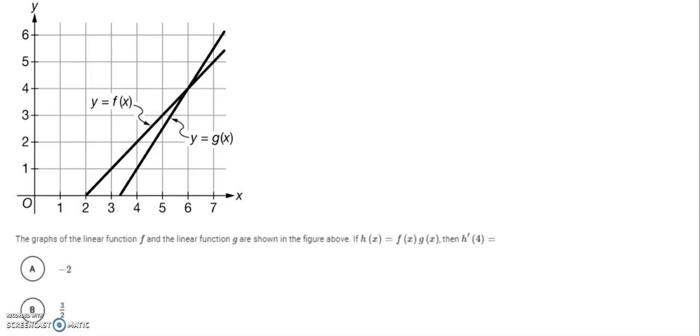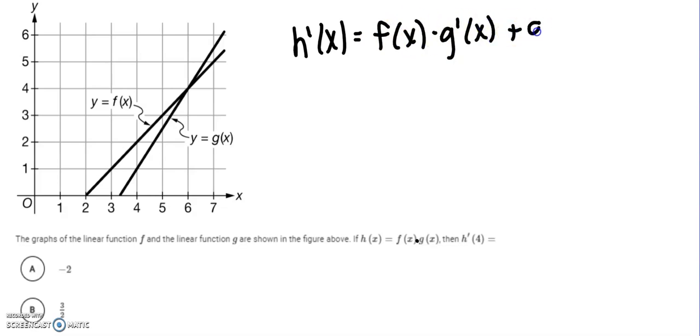So the graphs of the linear function f and the linear function g are shown in the figure above. If h of x equals f of x times g of x, then h prime of 4 is, well, again, before we find h prime of 4, we want to start by finding h prime of x. Because this is a product, we're going to take the first times the derivative of the second plus the second times the derivative of the first.